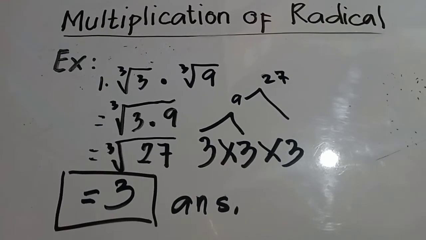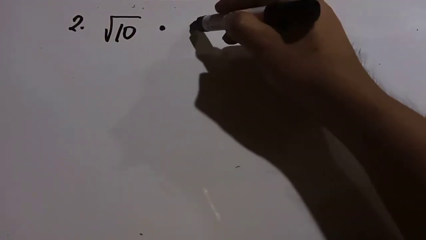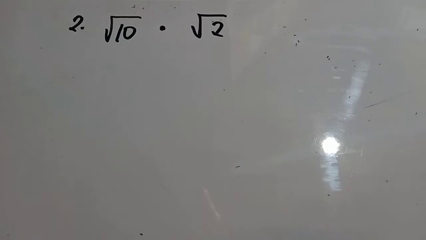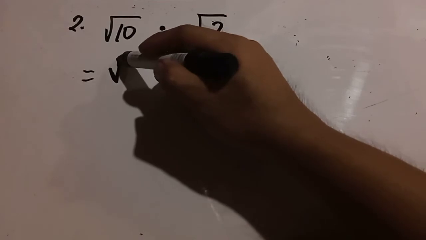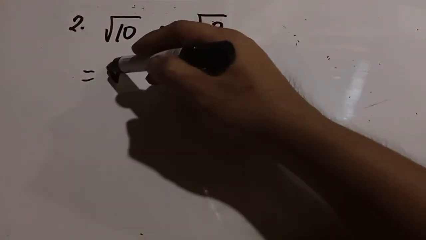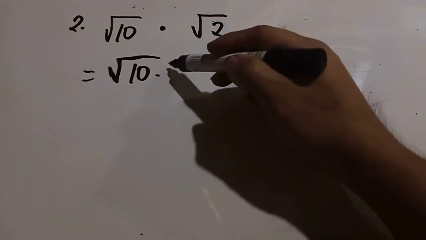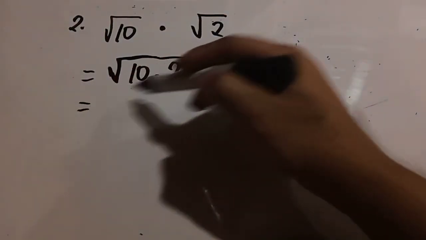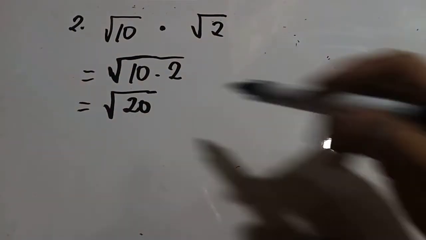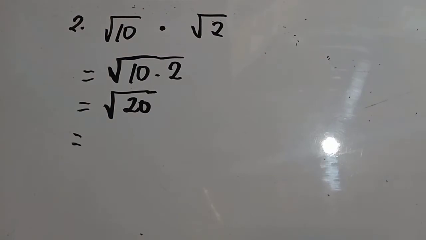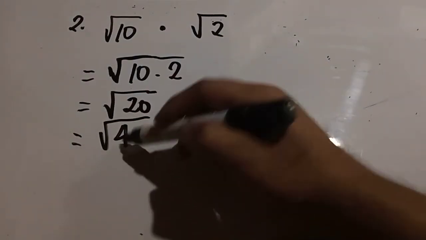Okay, example number 2. We have square root of 10 times square root of 2. Okay. So, what will you do? So, multiply. Square root of, kasi ang ating index is the same index. So, we have 10 times 2, we have 20. And, okay, next is we're going to factor. Ano ang magiging factor ng square root of 20 na mayroong square number? Okay, let's say we have 4 and 5.